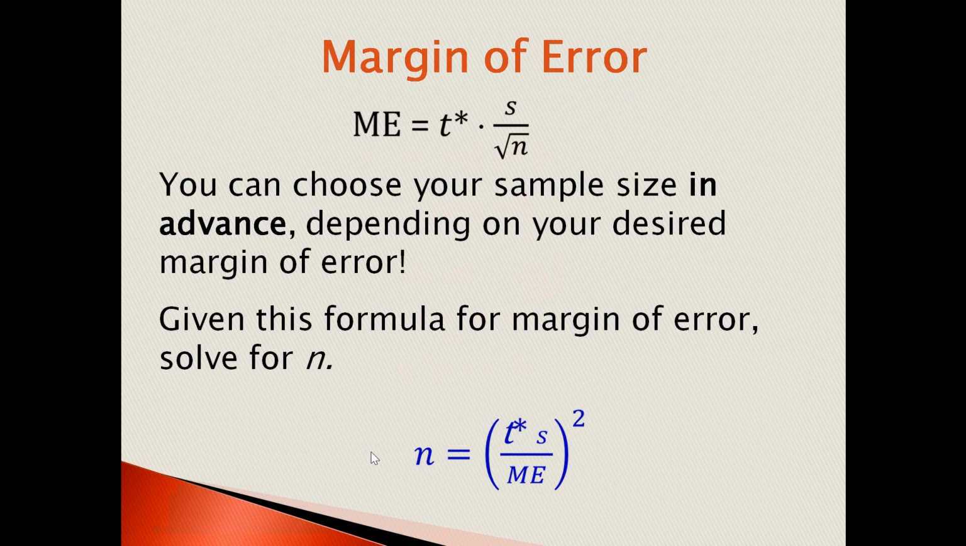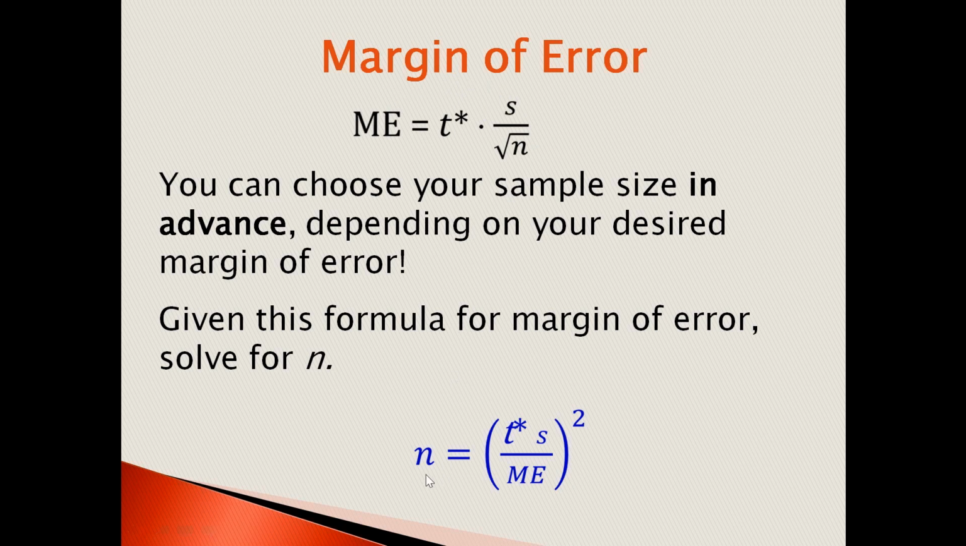Next is margin of error. So please write this one down. Margin of error, if you are dealing with a single mean problem, will be t-star times S, which is the standard deviation of a sample, divided by the square root of n.